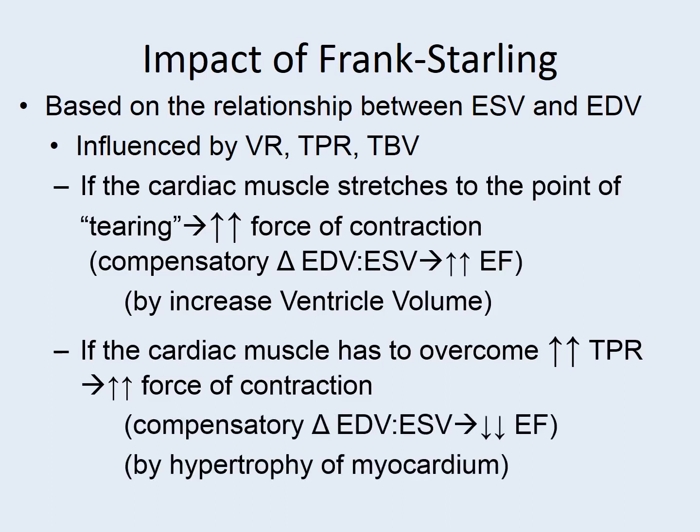The compensatory response here is a change in the end-diastolic volume to end-systolic volume ratio that diminishes ejection fraction. The compensation here is hypertrophication of the myocardium, meaning that we have to get more active muscle contracting in order to produce enough force to overcome the initial resistance to flow found in the aorta. This is all due to an increase in total peripheral resistance, whereas we get an increase in volume of the ventricle when we allow for a greater amount of return and a lower peripheral resistance to flow exiting the ventricle.